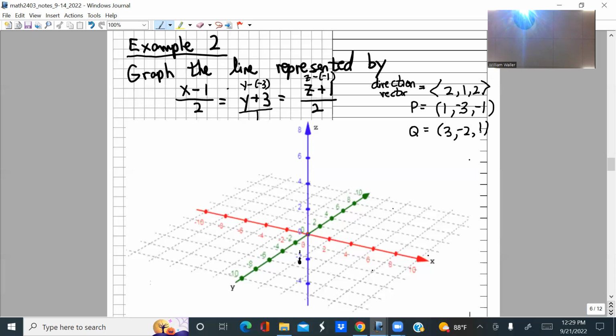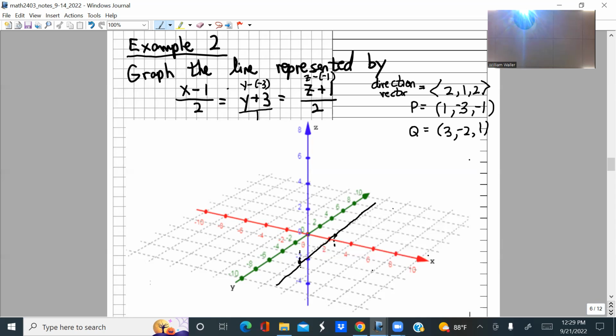So you see here's a second point on this line. Let's see, what point is that? So 3, right, on the x-axis and minus 2 on the y-axis and then up 1. Going to look like maybe about right here. And now connect these 2 points with your nice straight line, right?